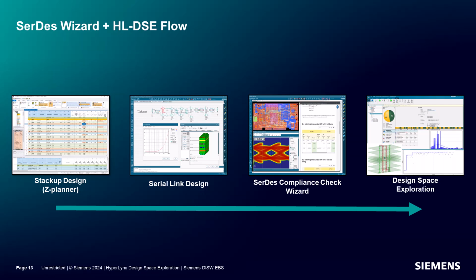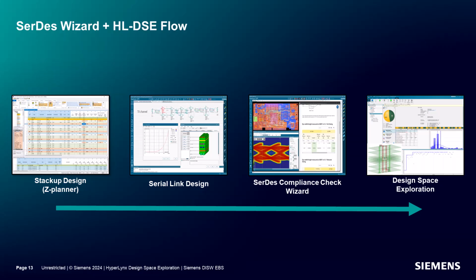After establishing a viable stackup using zPlanner, you can use Hyperlinks LineSim, the pre-layout analysis environment, to capture the serial channel design. Once you have components, transmission lines, and drivers and receivers set, you're able to run a SerDes compliance check using a built-in wizard to review the performance of your selected nets.